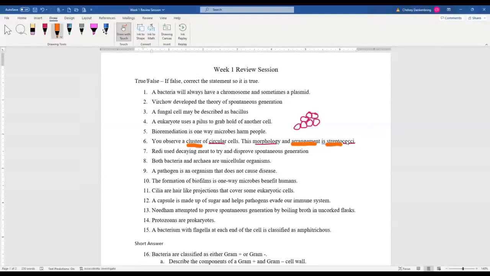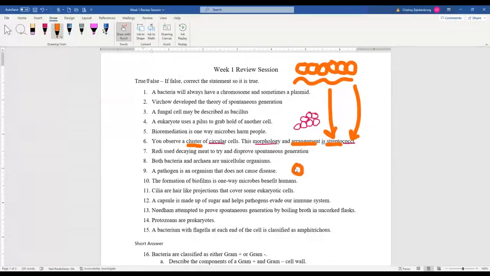So the cocci would still be circles. Exactly, Paula. It'd be a chain of circles. Okay, so the circles, again, and I'm sorry, I'm not color coding anymore. The circles are cocci, and then the chain is going to be the strepto. Now, cocci, remember, they have a lot more diversity in terms of arrangement.